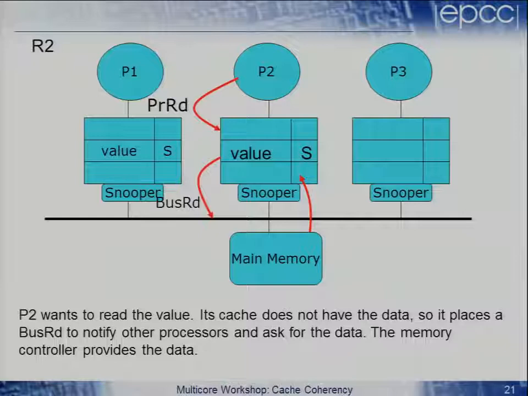Okay, that's quite simple. Processor 2 wants to read the value. Its cache doesn't have the data. It places a bus read to notify the processor and ask for the data. The memory controller provides the data. Again, processor 1 will see that, but it will say, well, I don't care. He's just reading the same value as me, so I don't have to do anything. So that's quite simple.